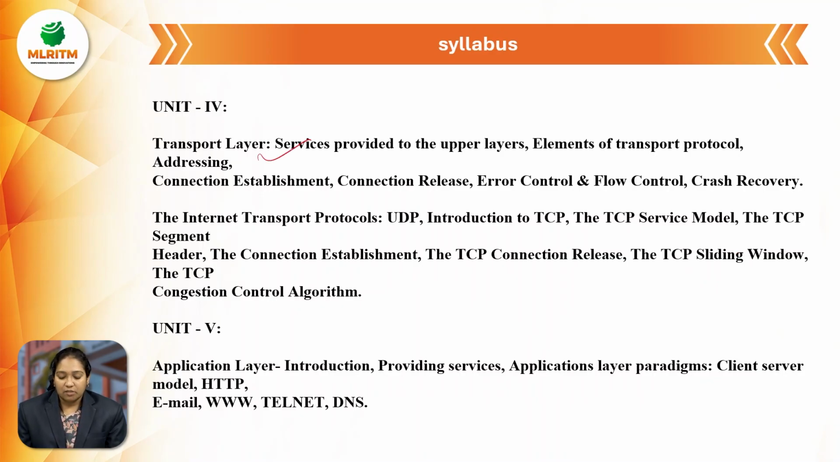The transport layer topics are services provided to the upper layers, elements of transport protocols, connection release, error control and flow control, crash recovery, the internet transport protocols, UDP, introduction to TCP, the TCP service model, the TCP segment header, connection establishment, the TCP connection release, the TCP sliding window, and the TCP congestion control algorithm. This comes under unit 4.